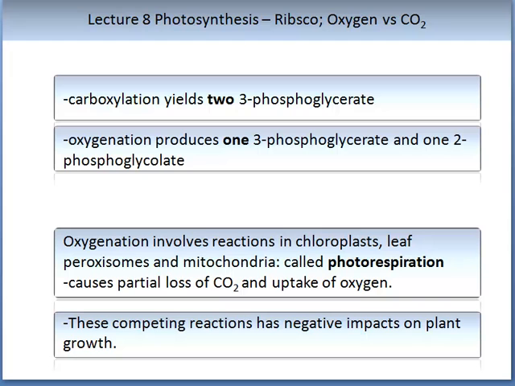Oxygenation involves reactions in the chloroplast, leaf peroxisomes and mitochondria. This process is also known as photorespiration, and it causes partial loss of the fixation of carbon dioxide and the uptake of oxygen. These competing reactions have negative impacts on plant growth, and these also have negative impacts on productivity and yield, and can be seen often in agriculture, especially agriculture occurring in Australia.